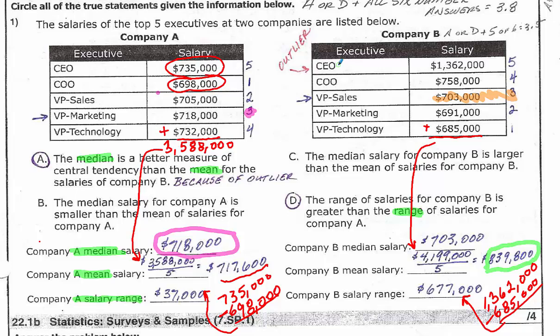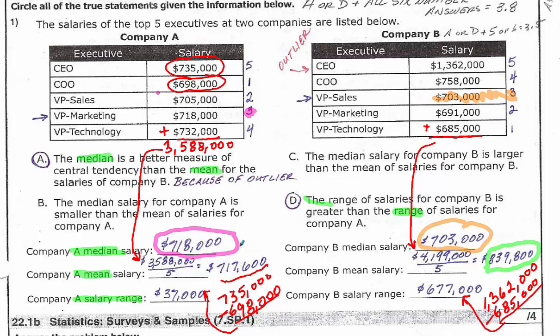So A is going to be true. The median will be a better measure. If you look at the median, look at this value, this 703,000, and compare that back to the group, it's pretty much sitting in the middle of everything. It's a better average. All right, B, the median for A is smaller than the mean for A. Well, here's the median for A, 718,000. Here's the mean, 717,600. 718 is not smaller than that, so B is false.